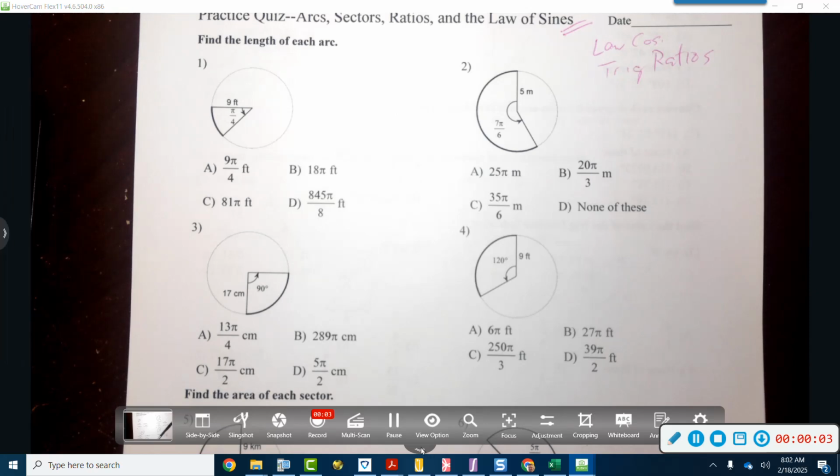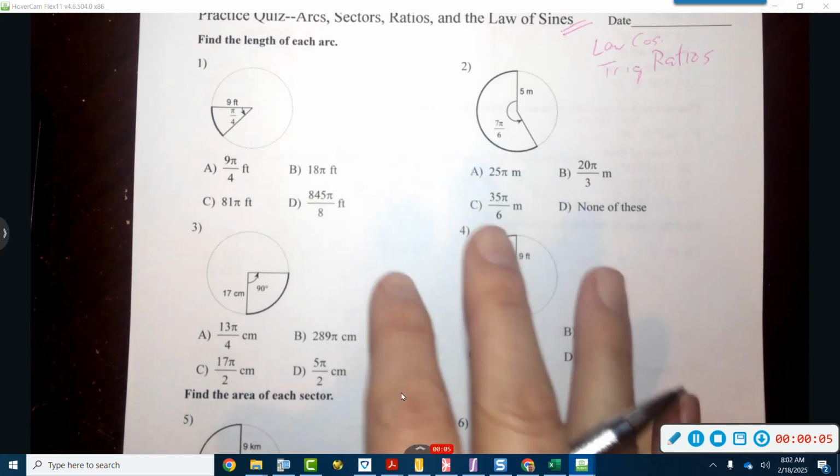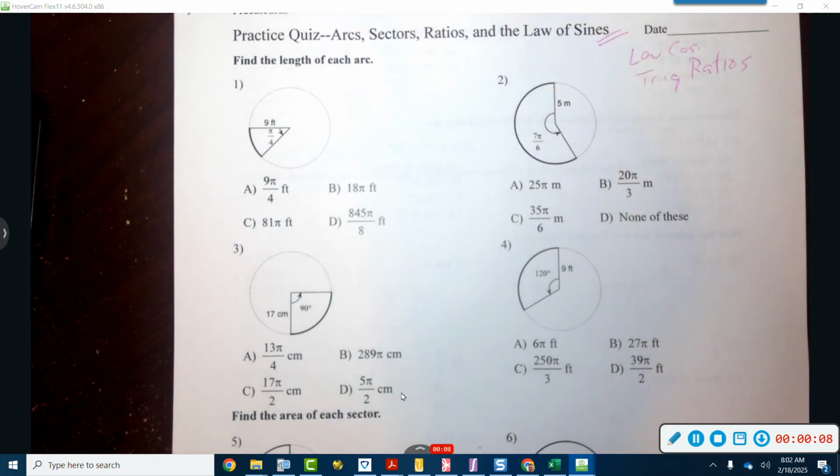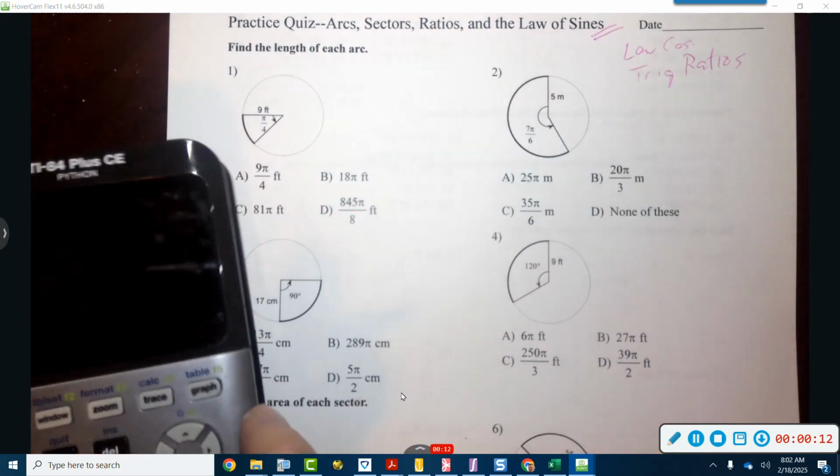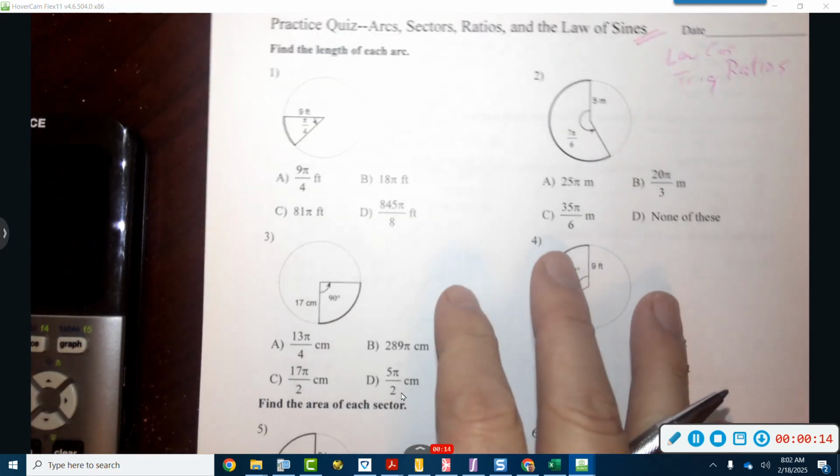Alright, I apologize for the audio. I know it sounds a little crinkly, like something's wrong with the speakers a little bit, but I got my trusty calculator here. See if I need it.